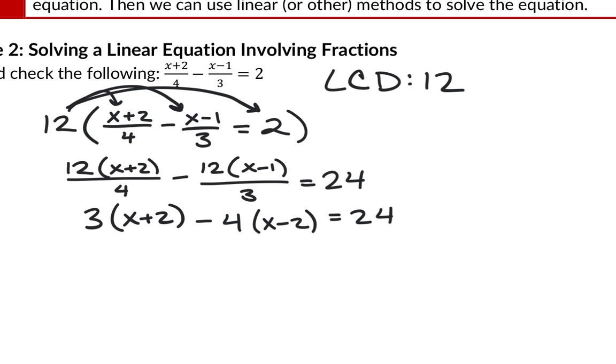And then our old skills take over. So we distribute, combine like terms, and solve for x. Distributing makes this 3x plus 6. Distributing makes this negative 4x plus 8. We combine our like terms. 3x minus 4x is negative 1x. 6 plus 8 is 14.